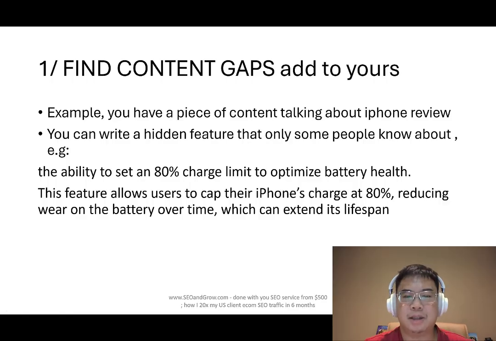So, for example, you have a piece of content talking about an iPhone review, say it's the iPhone 15. And one of the content gaps that's probably not being covered by your competitors is a hidden feature that only some people know about and that's not really popular. In this example, it's the ability to set an 80% charge limit to optimize battery health. This feature caps the iPhone's charge at 80%, so it will extend its lifespan, something like that.